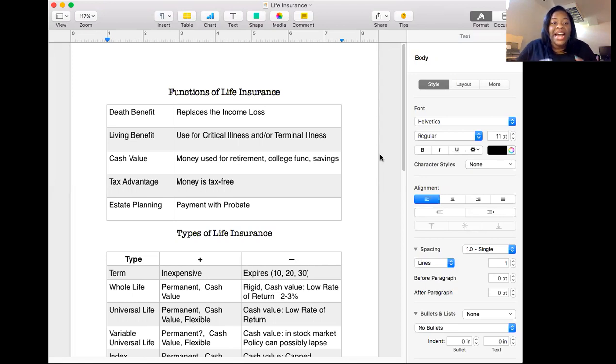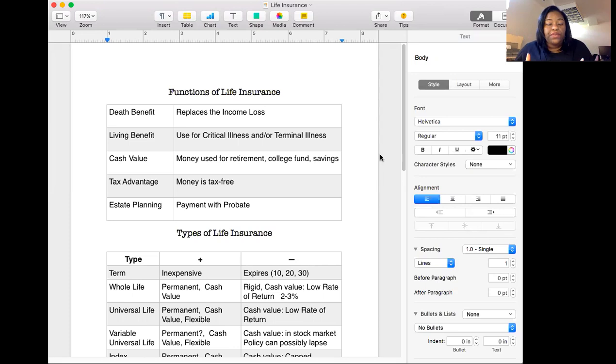Then also, the money is tax-free. There's a tax advantage to putting your money inside of a life insurance policy. The IRS actually allows a certain amount of money that you can put inside of your insurance, and your money can grow at exponential rates, a lot higher than at the bank. And then also there's estate planning. That's for people who have payment due to probate.